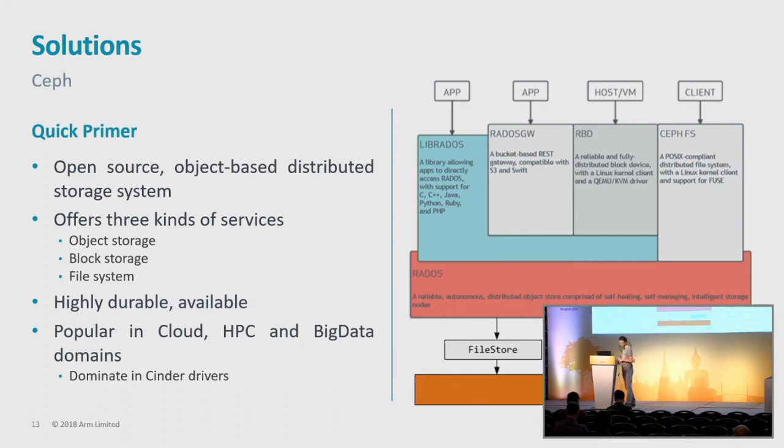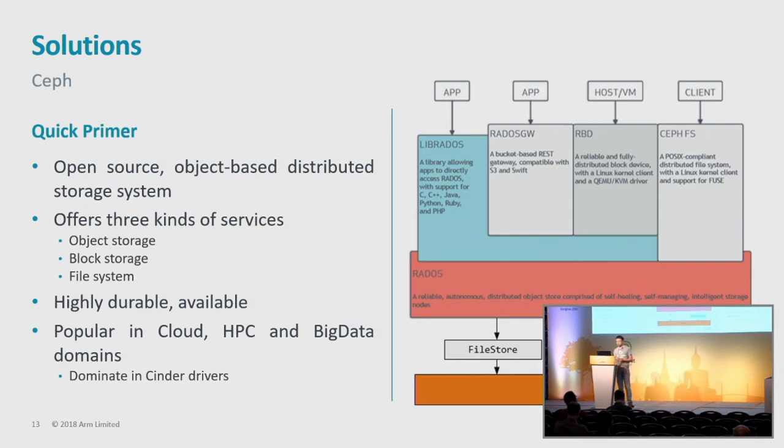It's highly durable and available, and can easily scale from a few nodes, from 10 nodes maybe to 10,000 nodes, without a single point of failure. So let's take a look at the software architecture of Ceph. It has two backends at the bottom: FileStore and BlueStore.